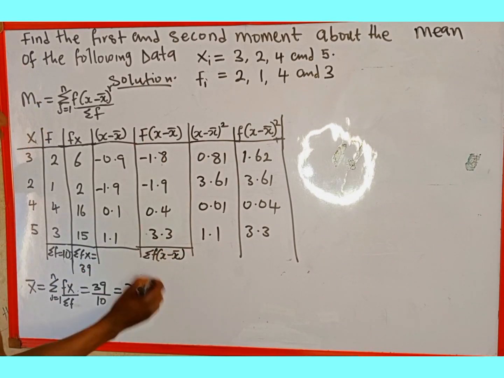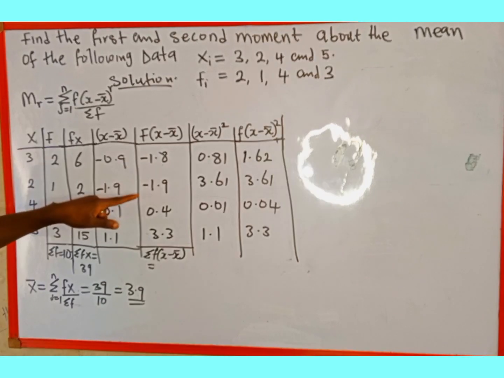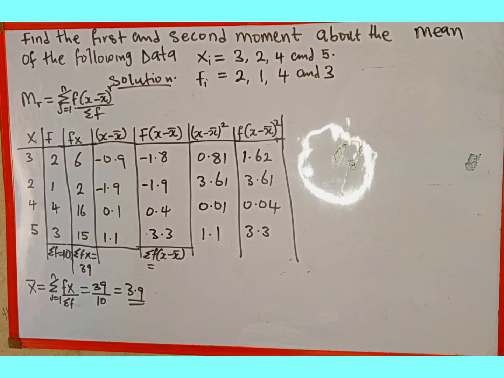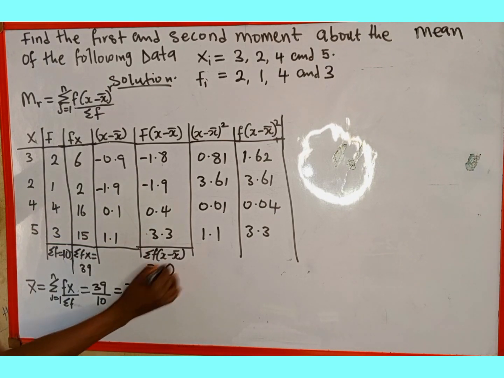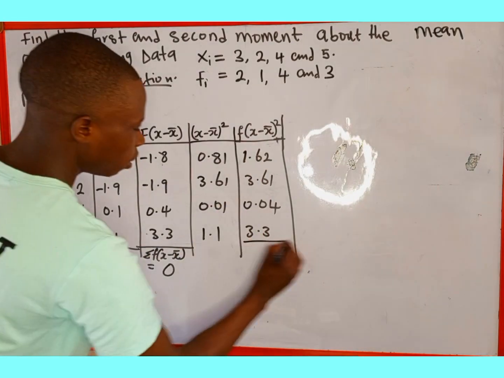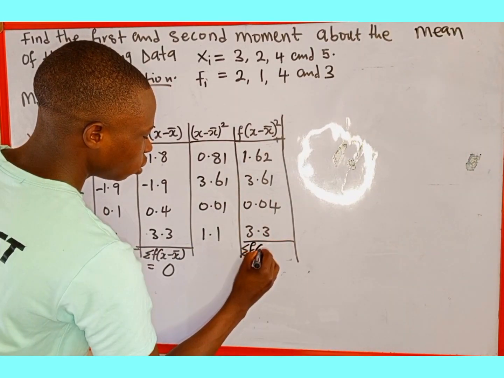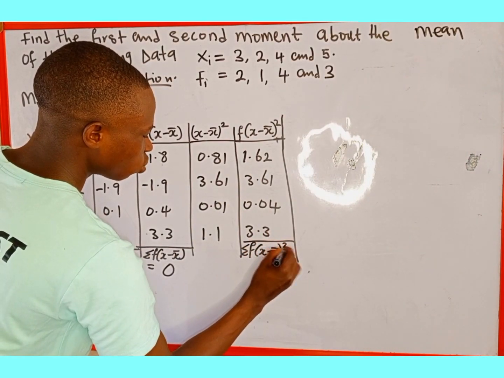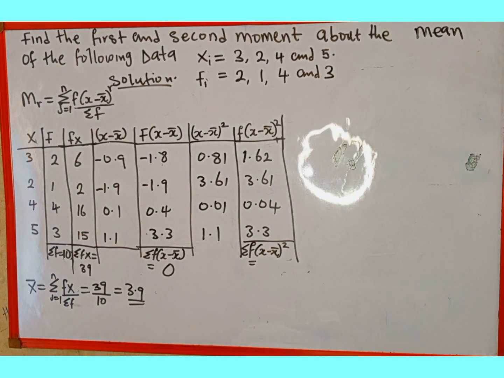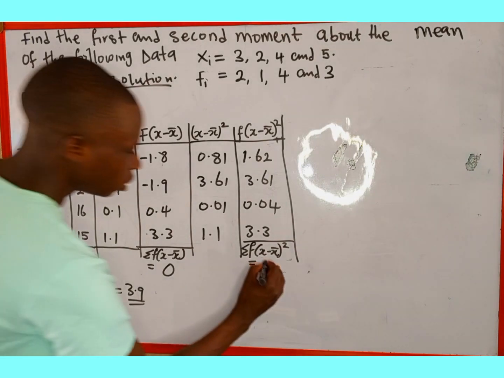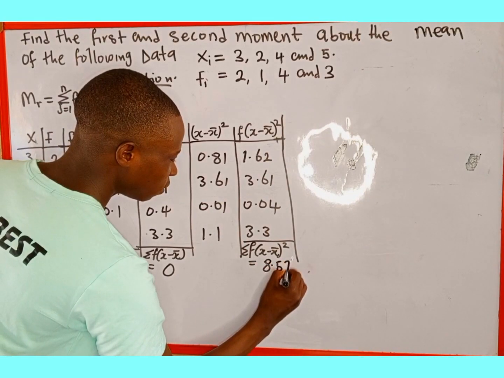So if you sum up all together, minus 1.8 plus minus 1.9 plus 0.4 then plus 3.3 is going to give us 0. Then also we sum up the summation of f into x minus x bar square, which is 1.62 plus 3.61 plus 0.04 plus 3.3. It is going to give you 8.57.